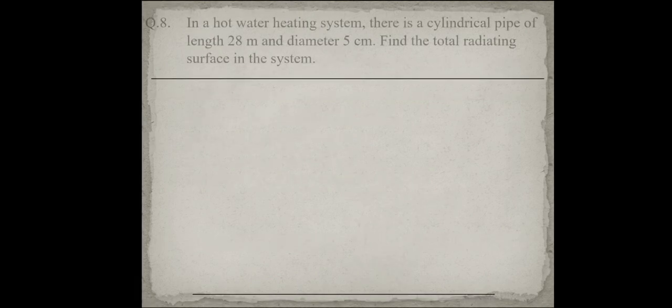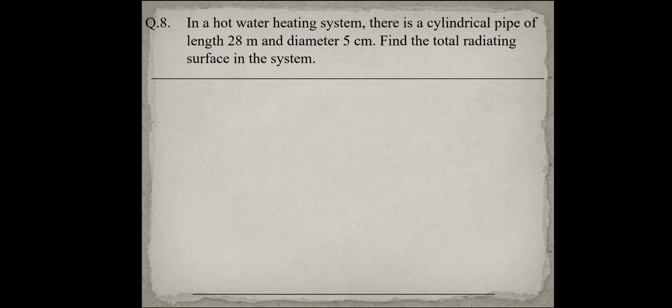Now move on to question number 8. In question number 8, in a hot water heating system, there is a cylindrical pipe of length 28 meter and diameter 5 centimeter. Find the total radiating surface in the system. A water heating system, like your geyser.